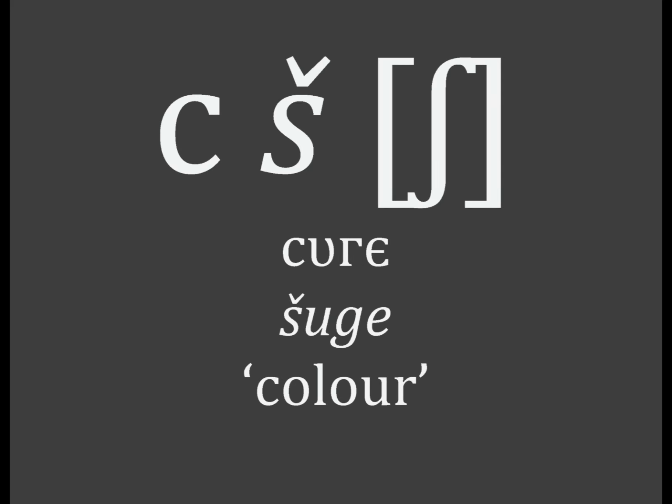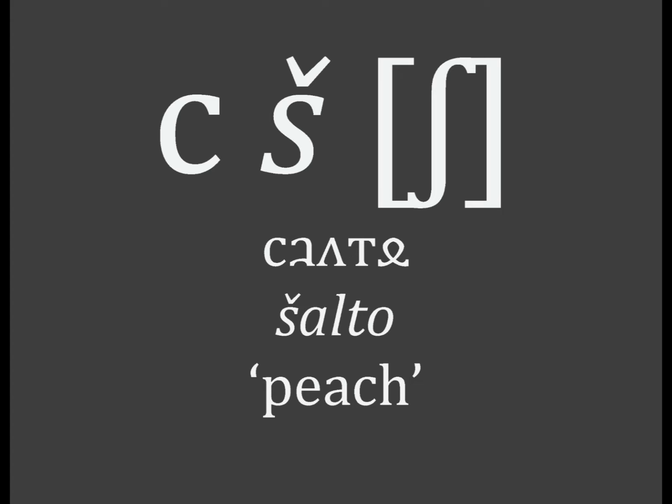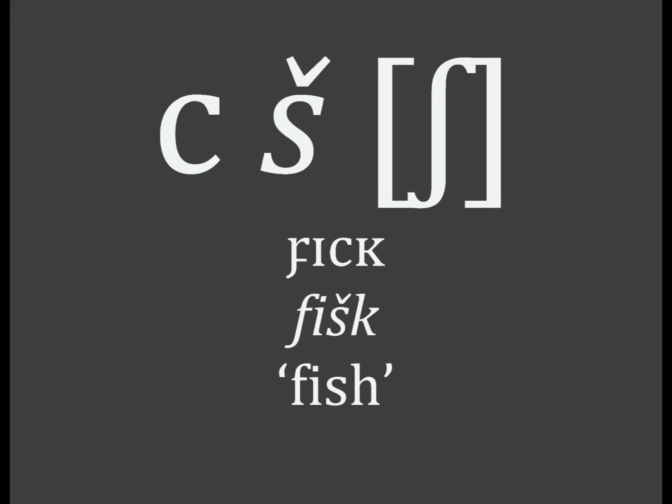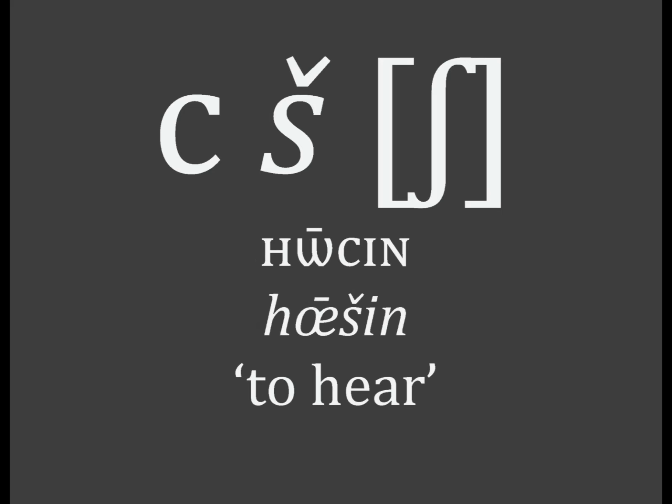Shuge means color. It represents an unvoiced post-alveolar or alveolo-palatal fricative, like the SH in she. It is the unvoiced equivalent of the letter akuje. It is transliterated by the letter S with a hachek. It never occurs at the end of a word. Shalto, peach. Fishk, fish. Hörshin, to hear.